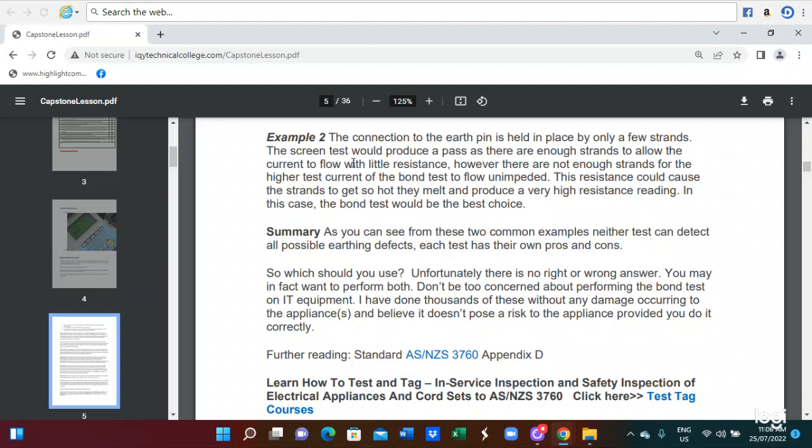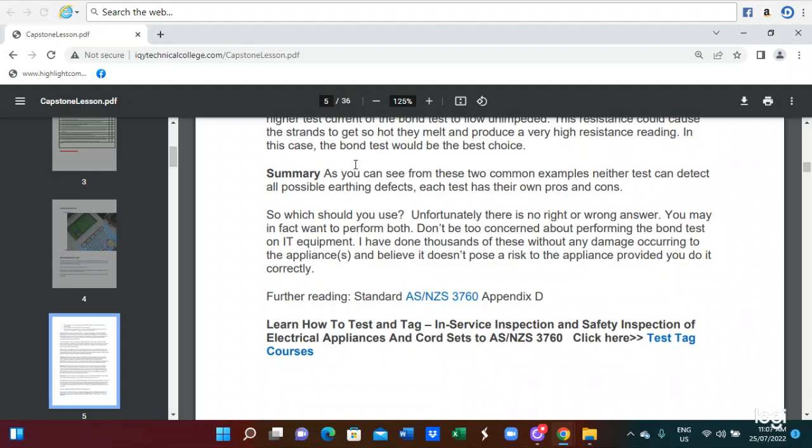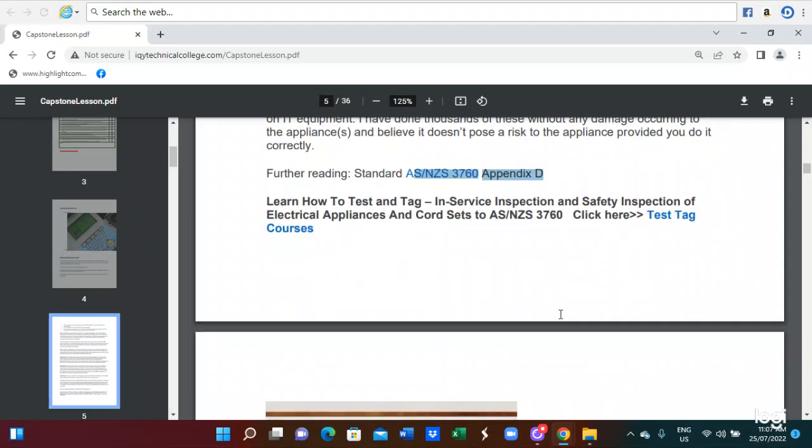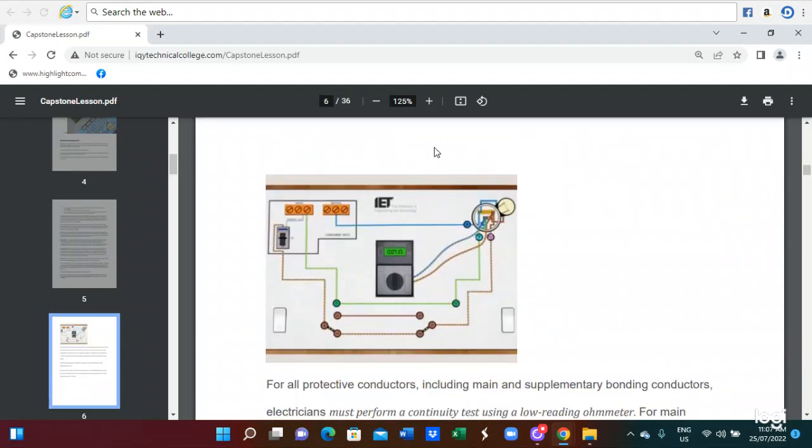In this case, you also need to check the test. So these are two common examples of the earth bond test. In this case, we have to read AS/NZS 3760 Appendix C, which is for how to read the test. So this is the test code, and this is how to measure the test here.